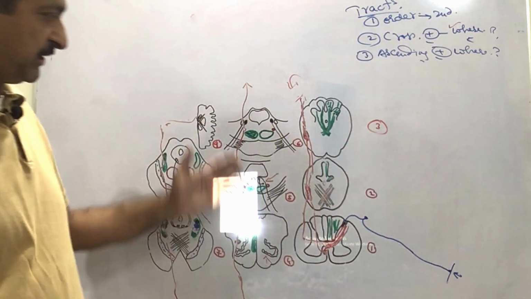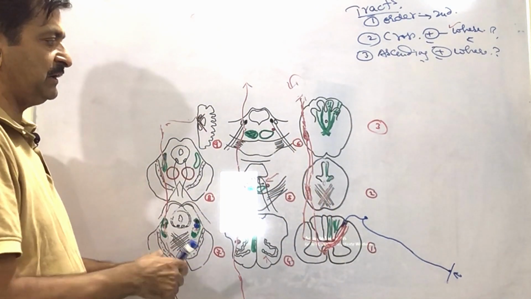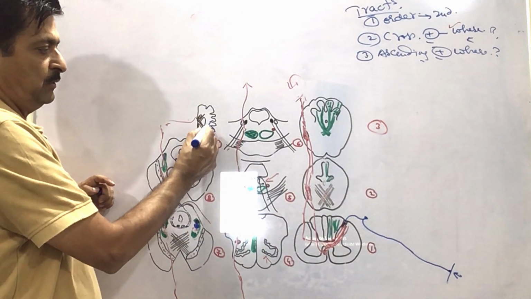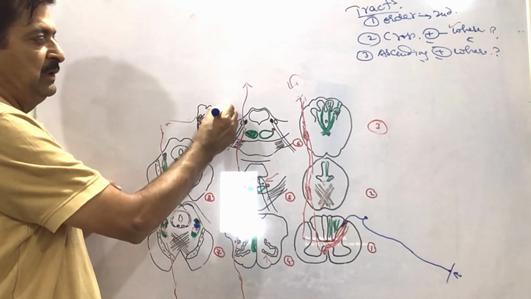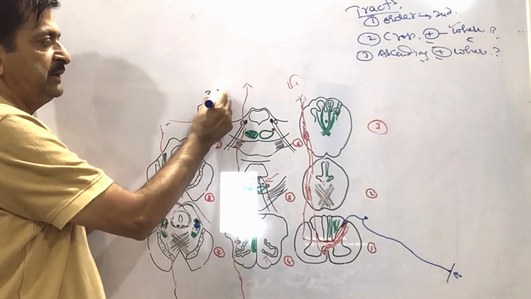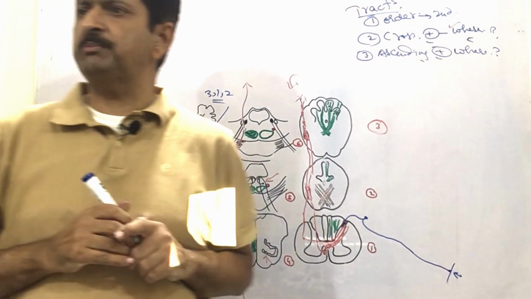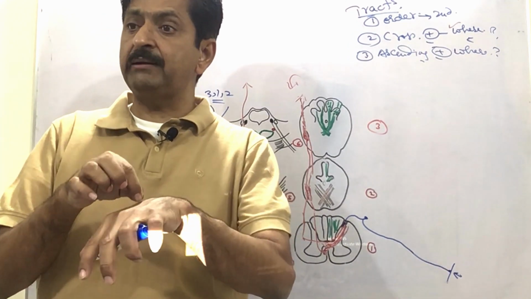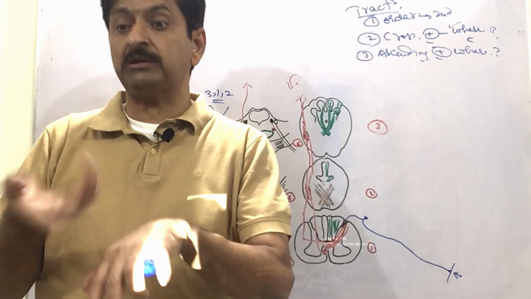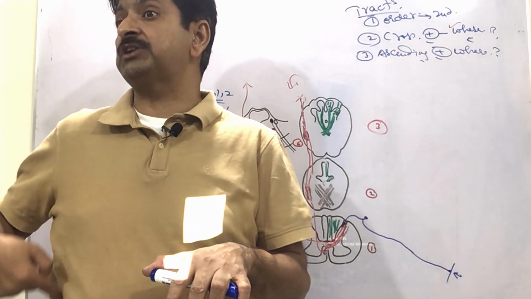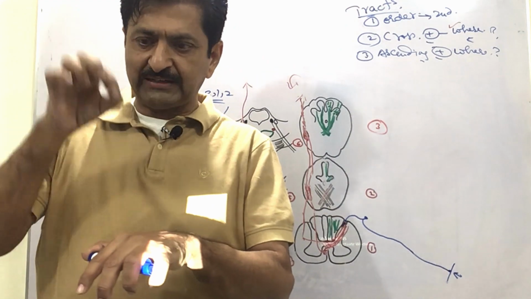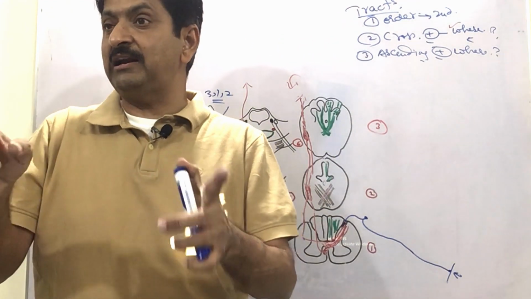So this will become the corona radiata, and the corona radiata will finally reach where? The cerebral cortex, in the form of radiation. And here the area is called 3, 1 and 2. This is called the primary somesthetic area. This primary somesthetic area relays the signal to give you the perception, depending on where it has started.